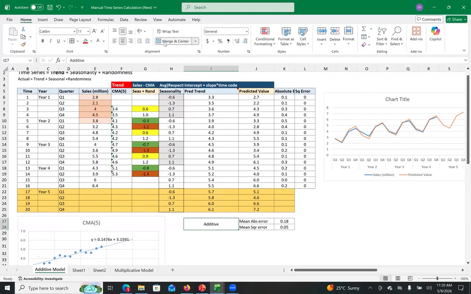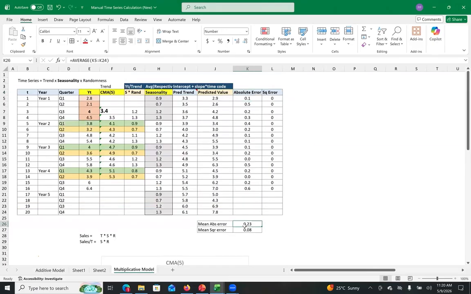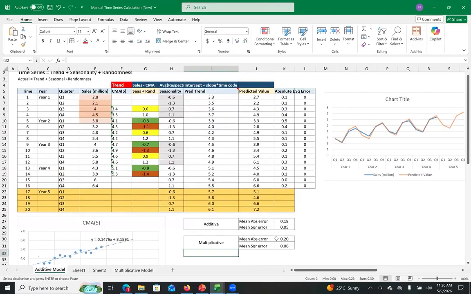Puneet, how is square error calculated? So what I've done is, I just multiplied these two together. Okay. Let me calculate for multiplicative as well. I'll bring it here.